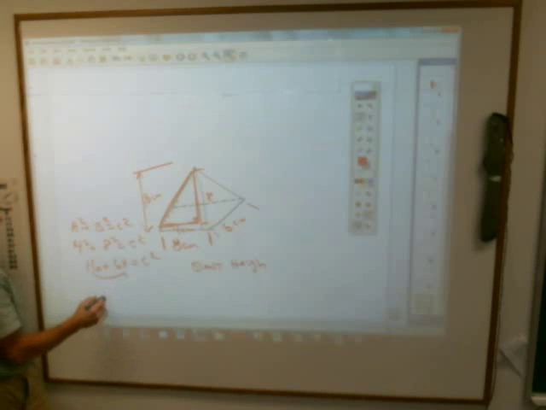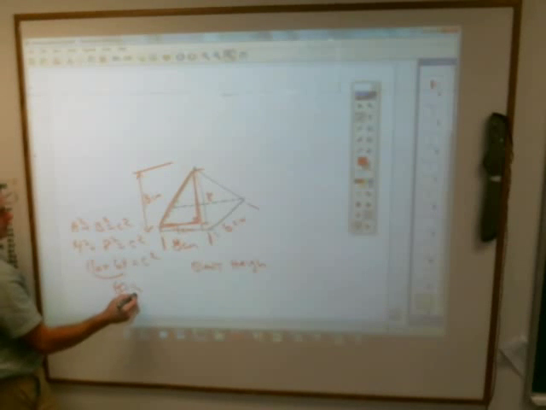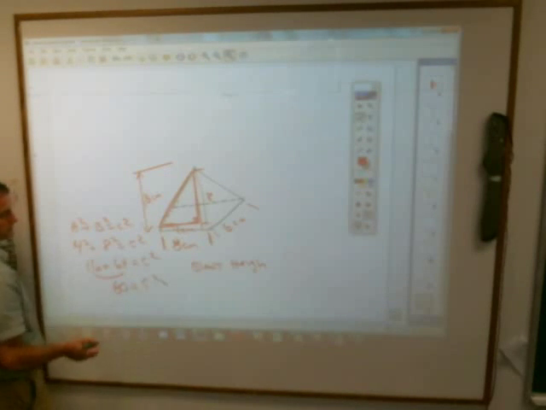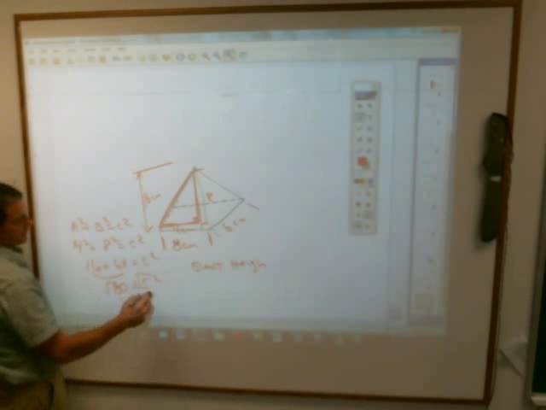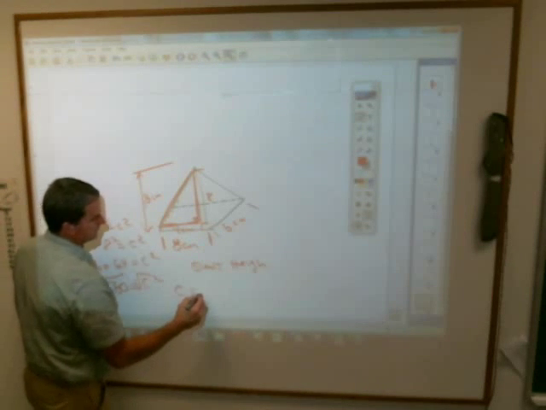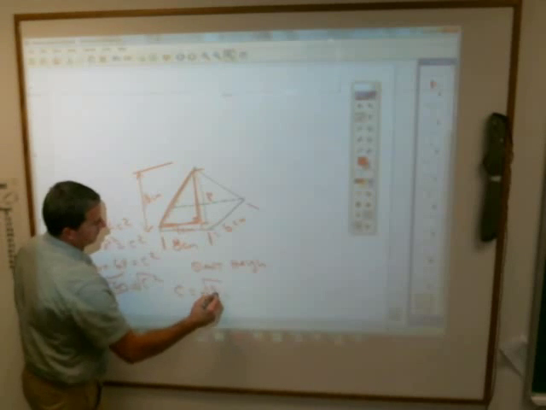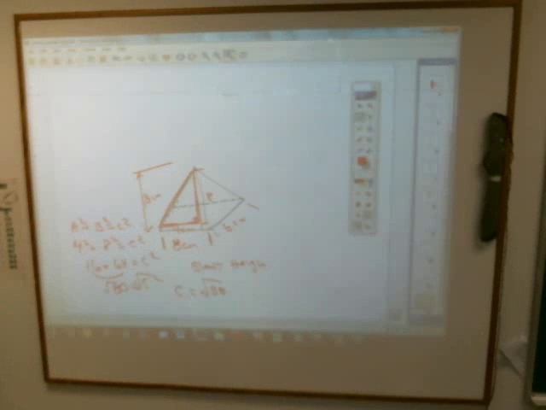16 plus 64 is, yep, 80, thank you for that. C squared equals 80, what is C, Cameron? Square root of 80. Take the square root of both sides. Can I leave it as the square root of 80? Anybody? Why not?